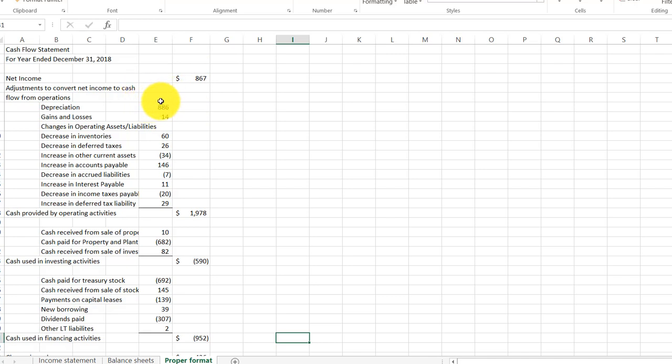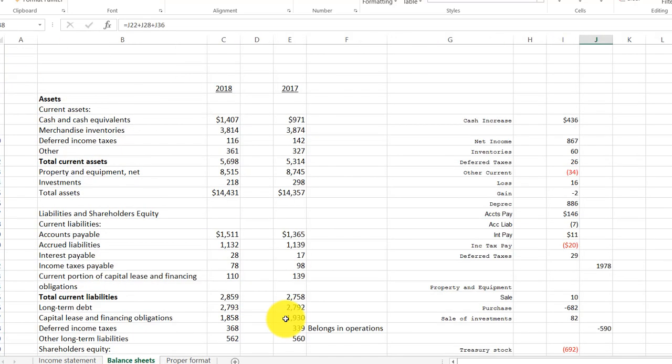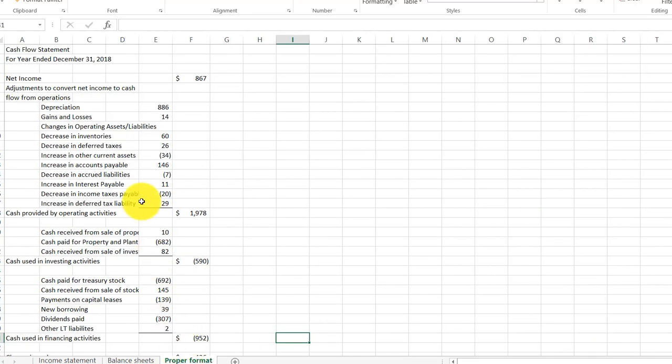You start with net income, you have your adjustments to get to cash flow. We usually do it in this order: non-cash expenses, then gains and losses. I lumped them together because they were kind of small, but you could separate them if you want. And then the different changes in operating assets and liabilities. See our totals as we've had on the other sheet. So this is kind of your worksheet, if you will, to get what you need. And this is what the final result should look like.